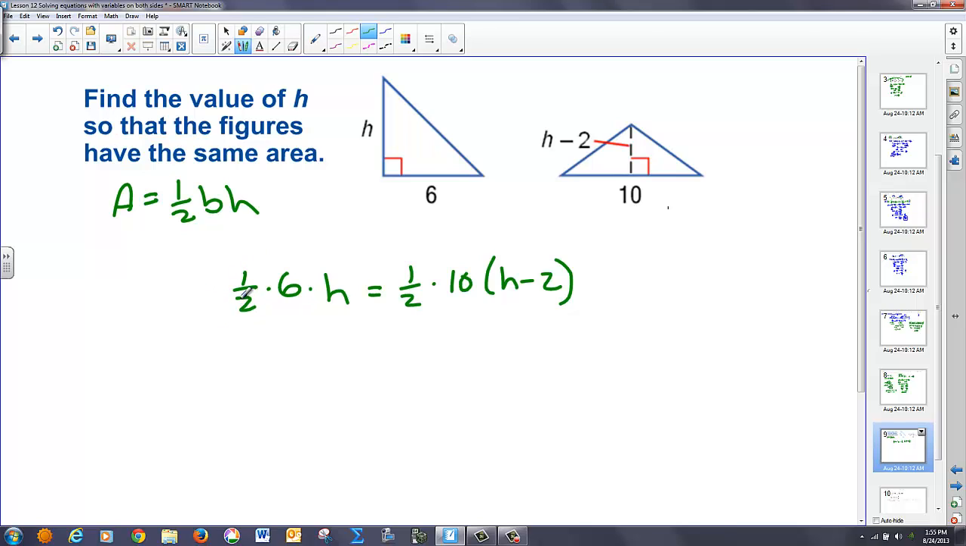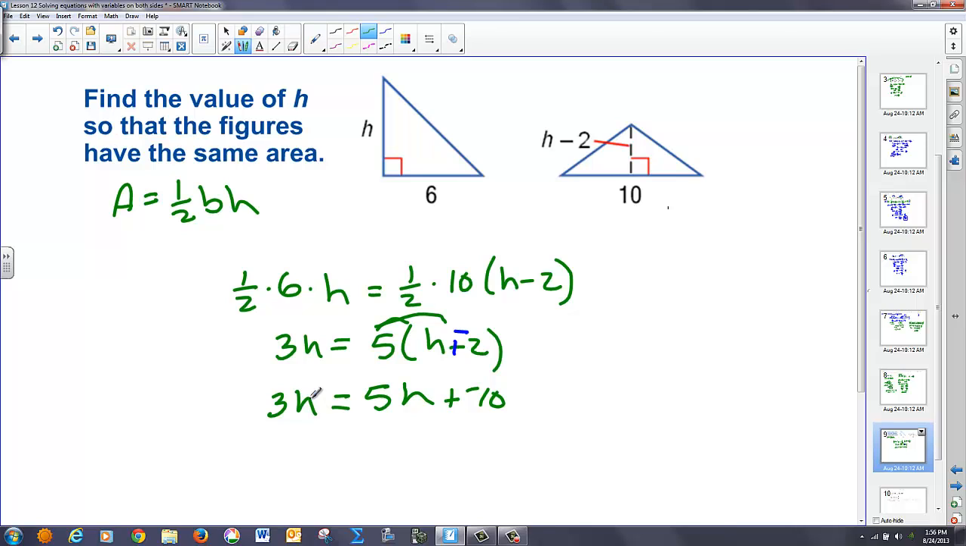So we do our multiplication. This is 1/2 times 6, which is 3, times h is equal to 1/2 times 10, which is 5, times h minus 2. Distribute the 5 through, get 5h. Notice subtraction, so I'm going to add the opposite. And I have 5 times -2 is -10. And that's equal to 3h.